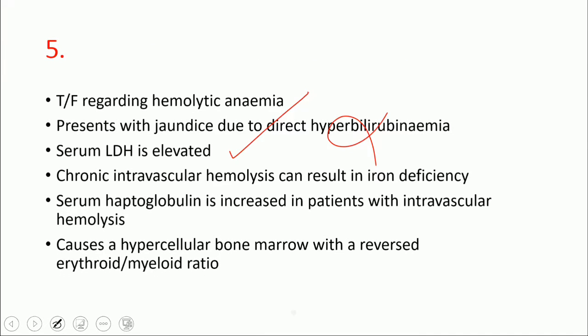Right. So with serum haptoglobin, the free fraction is reduced. So when you say serum haptoglobin, it always measures the free fraction, right? So it's reduced, because there's a lot of haptoglobin which is binding the free hemoglobin. A chronic intravascular hemolysis can result in iron deficiency. Yes, that is true, because in principle you lose hemoglobin, in this case in your urine. Urine, so that can cause iron deficiency, right?